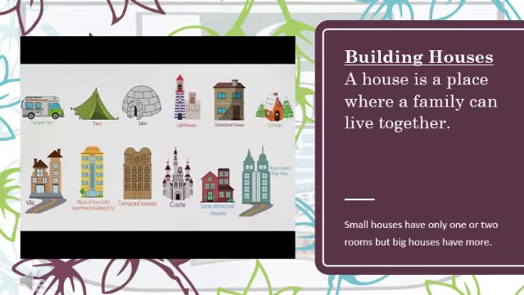Dear students, small houses have only one or two rooms, but big houses have more. They may have a drawing room, a dining room, bedrooms, bathrooms, and a kitchen. Some houses also have a garden. Dear students, you can see different kinds of houses at the left side of this slide. You can see the picture of tent, igloo, villa, flats, castle, and semi-detached houses.